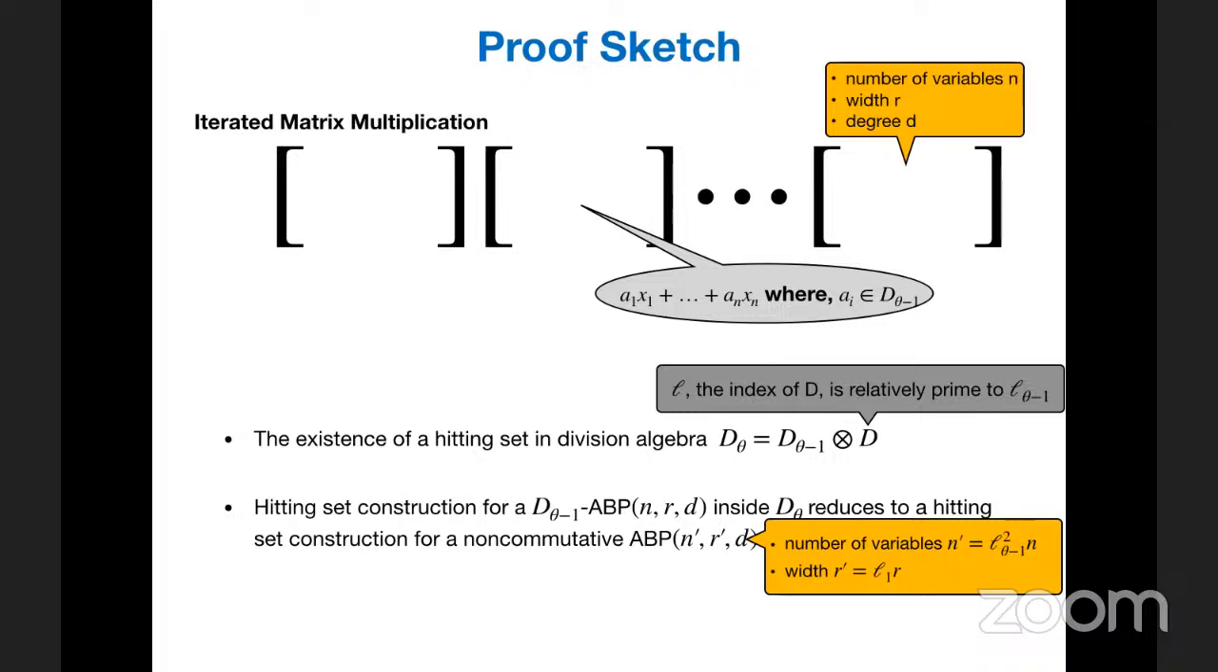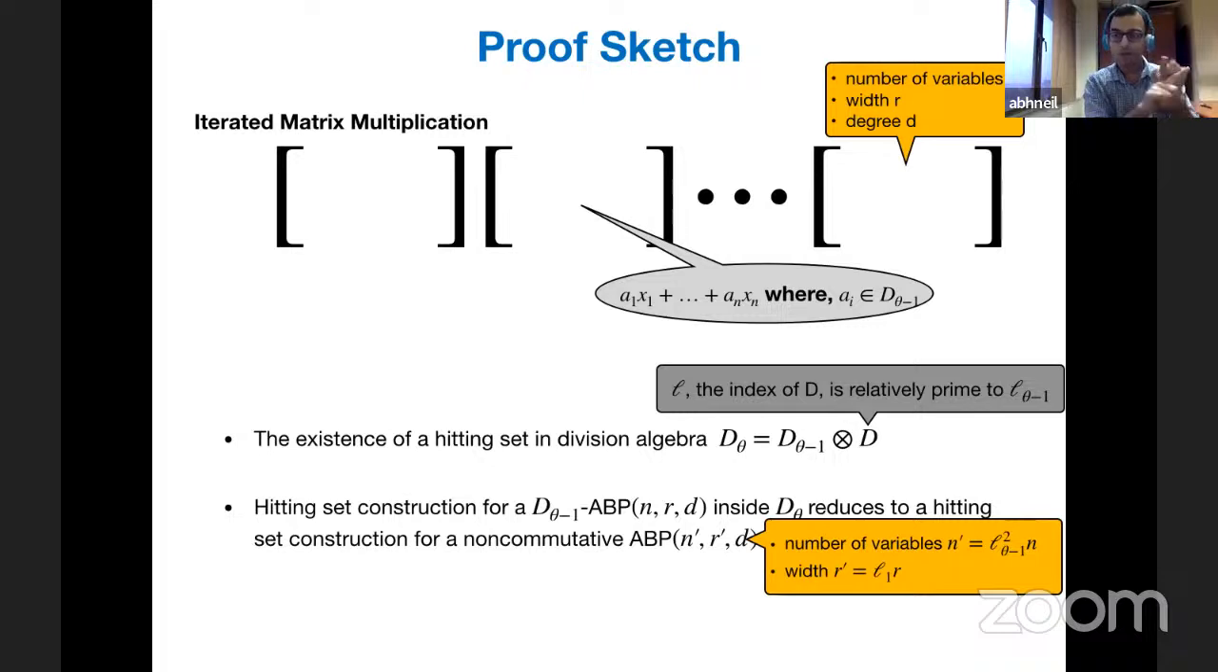Okay, sounds good. So what we are doing: our goal was to solve this RIT problem. We reduce this problem to identity testing of this division algebra ABP. And now we are saying that this identity testing of division algebra ABP problem, we can actually reduce to just the non-commutative ABP PIT problem. All we need to do is a division algebra hitting set construction for this non-commutative ABP, and we want to ensure that the index is relatively prime to the index of the division algebra that we have already built.